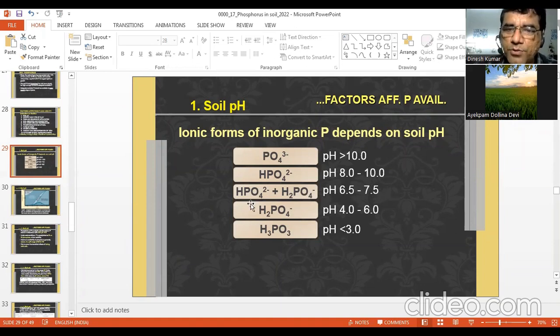And then comes the H2PO4. If you decrease the pH further, it will be H2PO4 from pH 4 to 6, and then H3PO4, phosphoric acid, at pH less than 3. So these are the dominating forms. However, they can overlap. It means at this pH, most of the P will be in this form. So you can see this picture and how it affects your availability. Maximum availability is in this part, 6.5 to 7.5. And at pH 7.2, both the forms are equal.